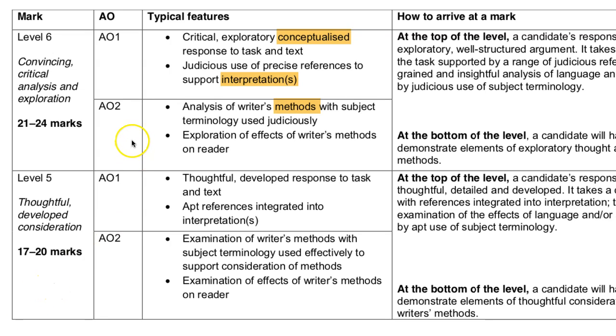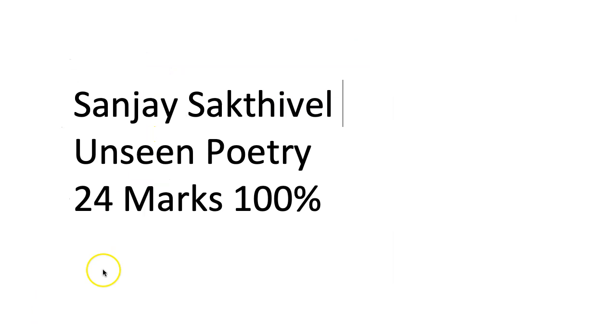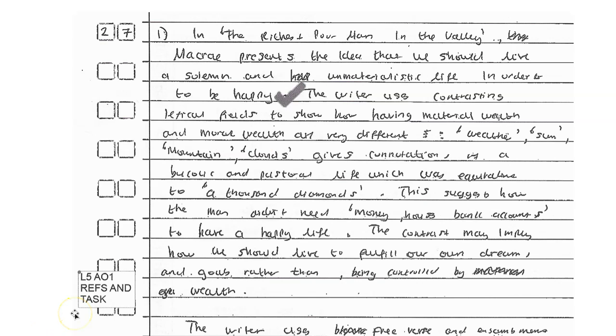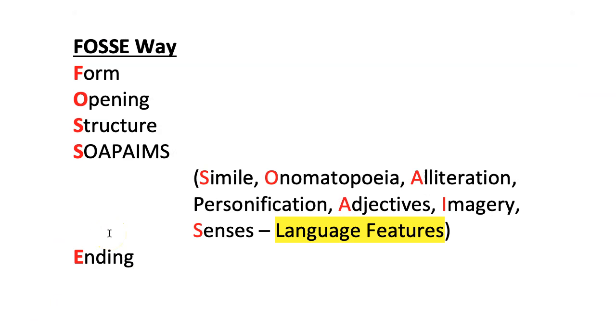Coming up in the video you will see and understand the mark scheme for the Unseen Poet. You will read an essay that got 100% in the 2019 exams from a viewer, Sanjay Saktivel. You will understand what the examiner is looking for, that's what these comments in the margin are about. And you will learn my method, which I call the FOSSE way, which forces you to get the top grades. It absolutely stops you getting anything less than a grade 7, and anyone can do it.